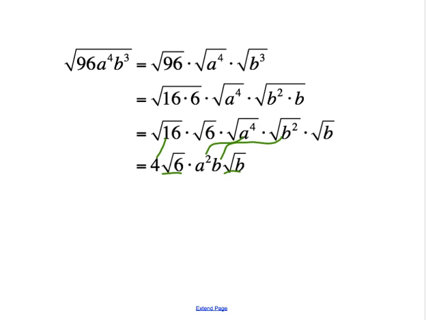And as my last step, I'm just going to take all the stuff that isn't under the square root and put it first. And the stuff that is under the square root, I will combine under one square root. And we have 4 a squared b times the square root of 6b.